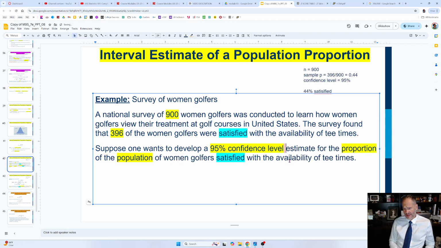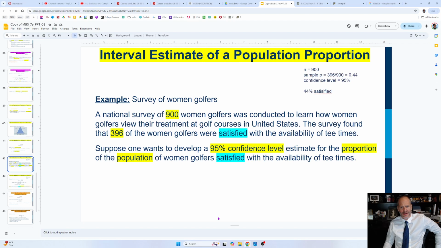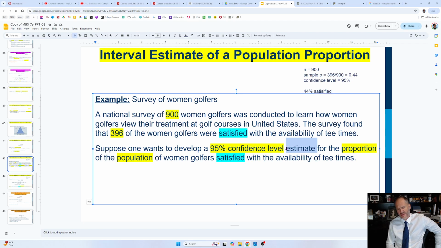Graduate students who make these slides get tired too, and they use the wrong phrase in the wrong places. And even the people who check the stuff before it goes out to the masses overlook things. So suppose one wants to develop a 95% confidence level estimate for the proportion of the population of women golfers satisfied with the availability of tee times.